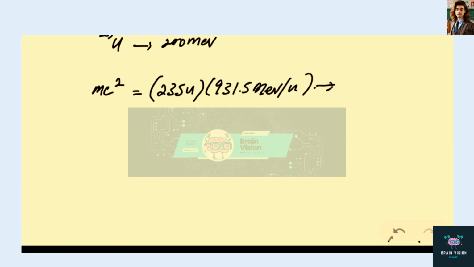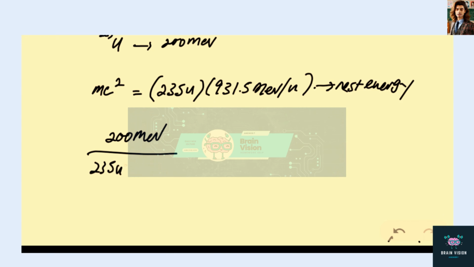So this is the rest energy of uranium-235, and to find the fraction, we just divide 200 MeV by the expression over here. And we should get an answer of about 1/1100.